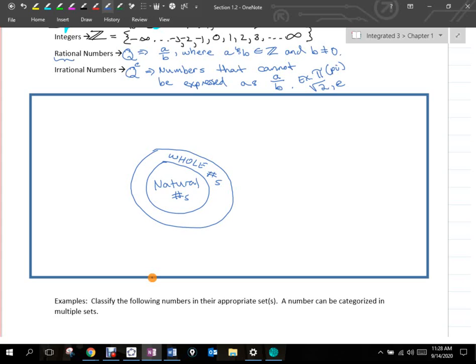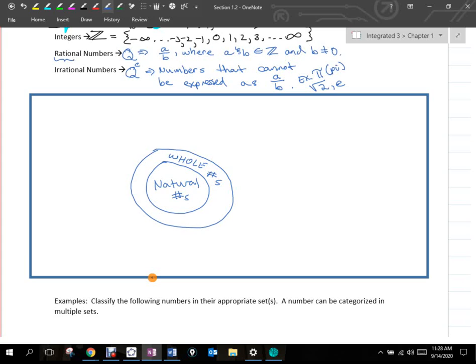Okay, so what that image does is now tell me that if I look at the biggest set up there, my whole numbers is my biggest set. Does that make sense? If you pick numbers that are in your whole numbers, they may also be natural numbers, because natural numbers are what we call a subset of our whole numbers.